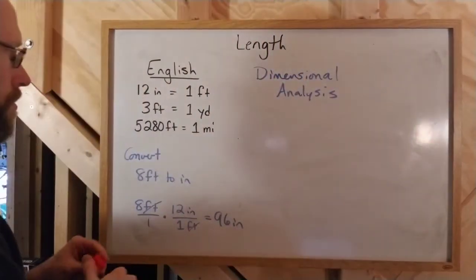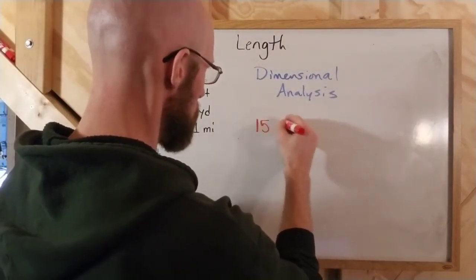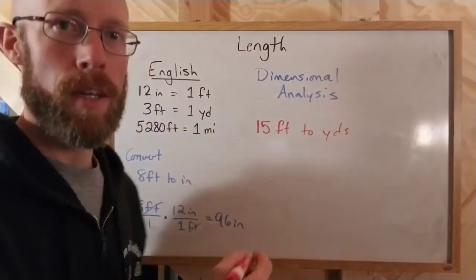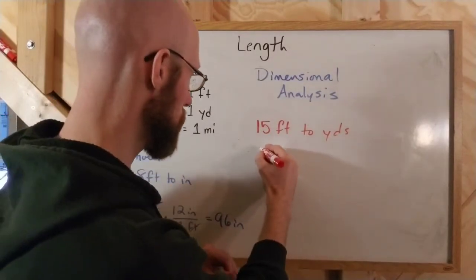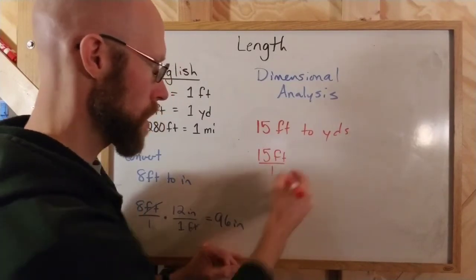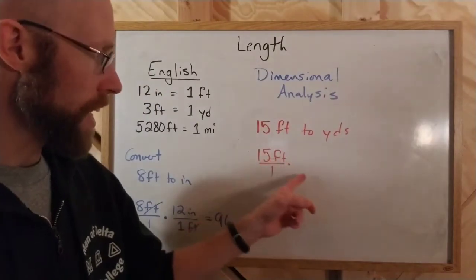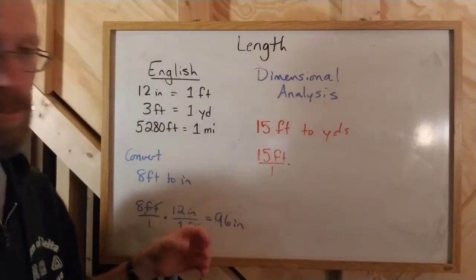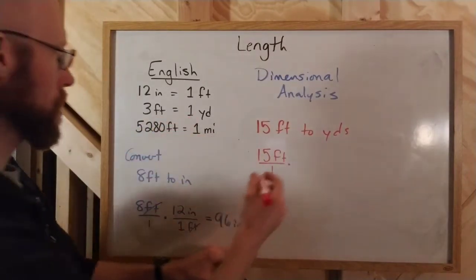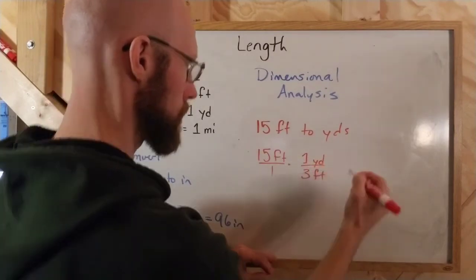So if I wanted to convert 15 feet to yards, then you take your 15 feet and put it over 1 and multiply that by your feet to yard conversion, again with the feet on the bottom, so they cancel out, or counter each other essentially. So feet to yards, you're going to have the 1 yard on top, the 3 feet on the bottom.